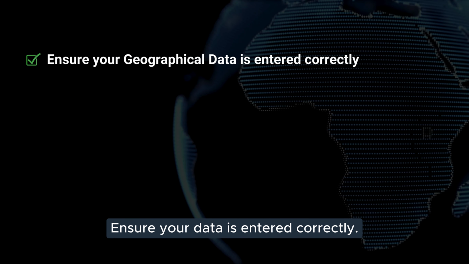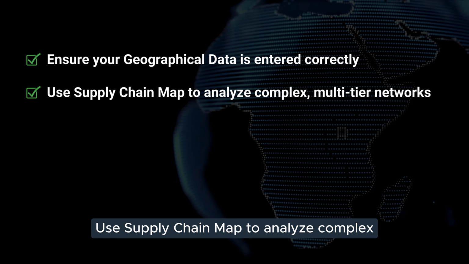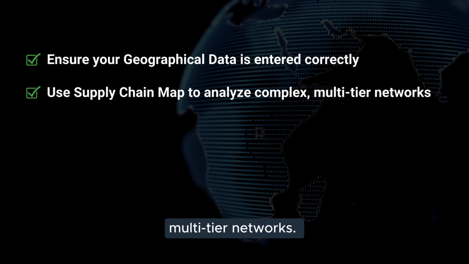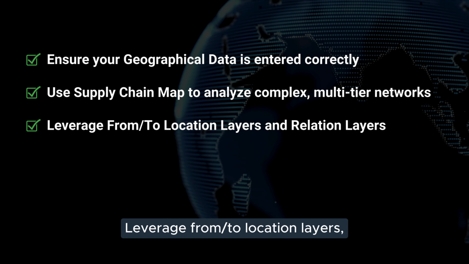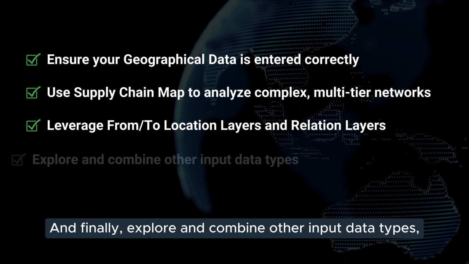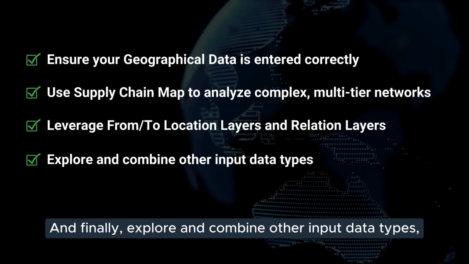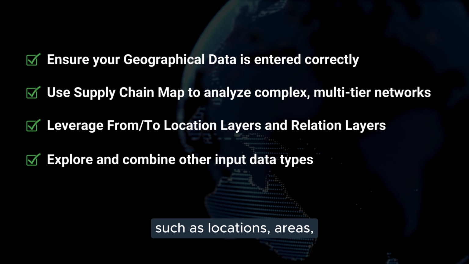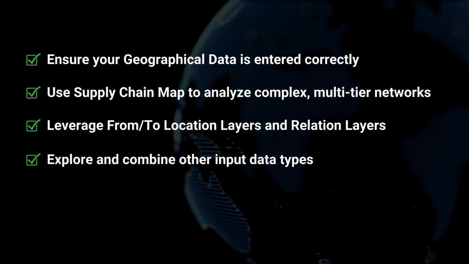Ensure your data is entered correctly. Use Supply Chain Map to analyze complex, multi-tier networks. Leverage from-to location layers and relation layers to categorize different segments of your network. And finally, explore and combine other input data types, such as locations, areas, routes, and C-routes.